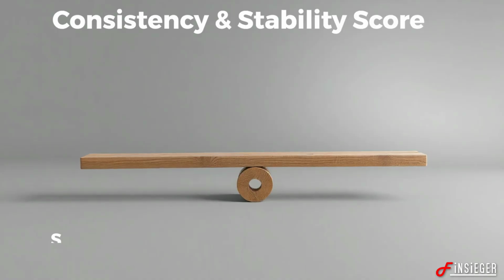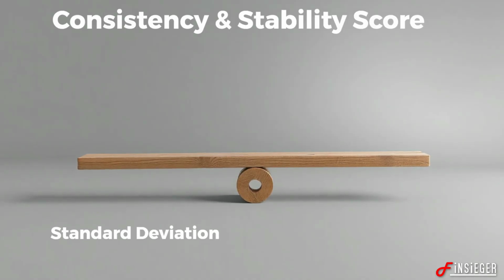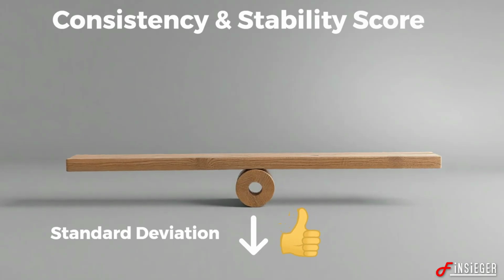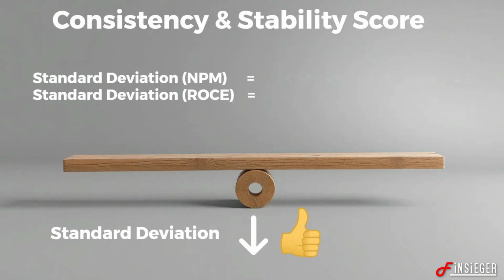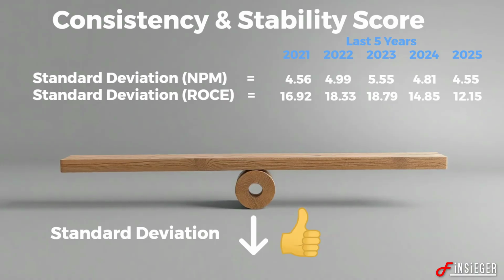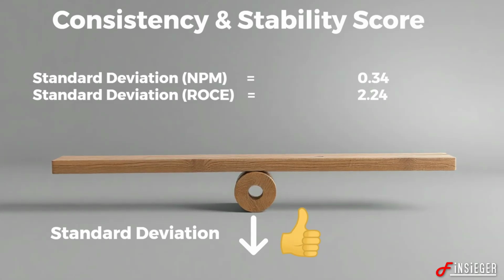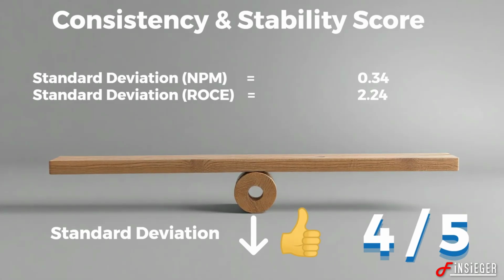In statistics, a metric called standard deviation is used to figure out how stable or consistent the values are. Lower values of standard deviation symbolize more stability. In this case we will be running standard deviation on the last 5 years data of NPM and ROCE, which come out to 0.34 and 2.24 respectively. So, Dmart gets a 4 out of 5 in stability.